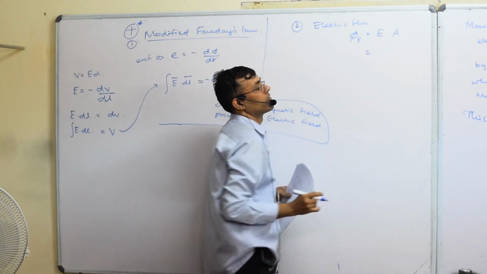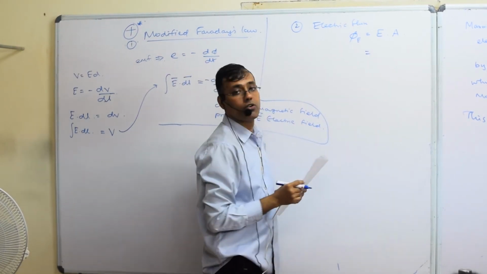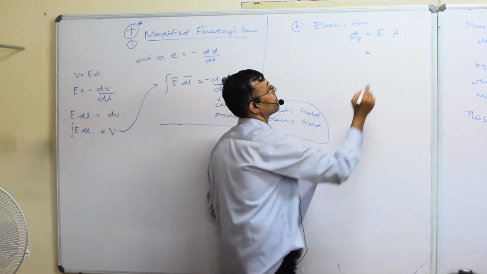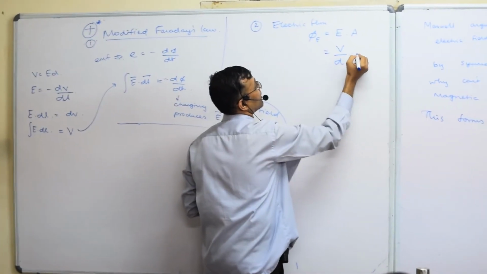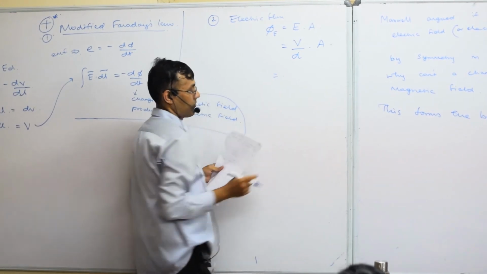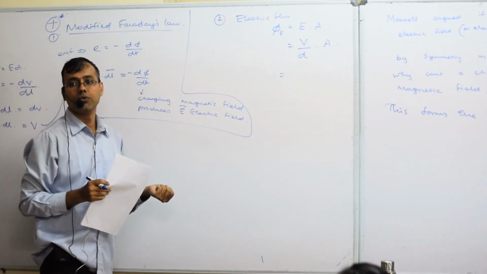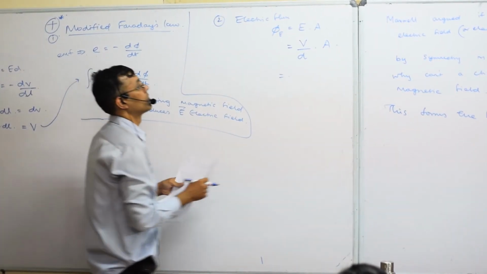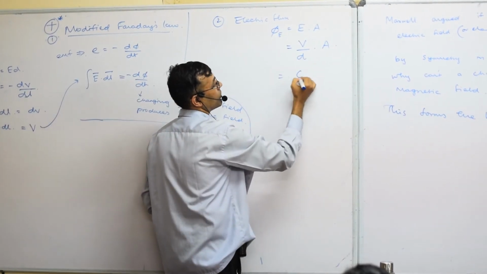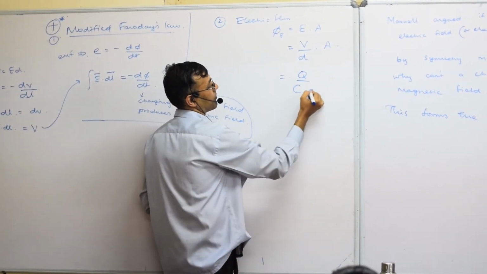I know V by D is equal to E, which means E is equal to V by D. So that means I can say V by D dot A. Q is equal to quantity is equal to capacitance times voltage. So Q is equal to CV. So that means V is equal to Q by C.